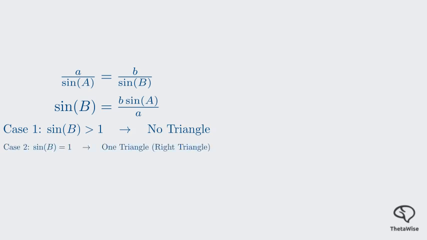Second, if the value of sine B is exactly 1, there is one triangle. This happens when side A is exactly the right length to form a right-angled triangle.